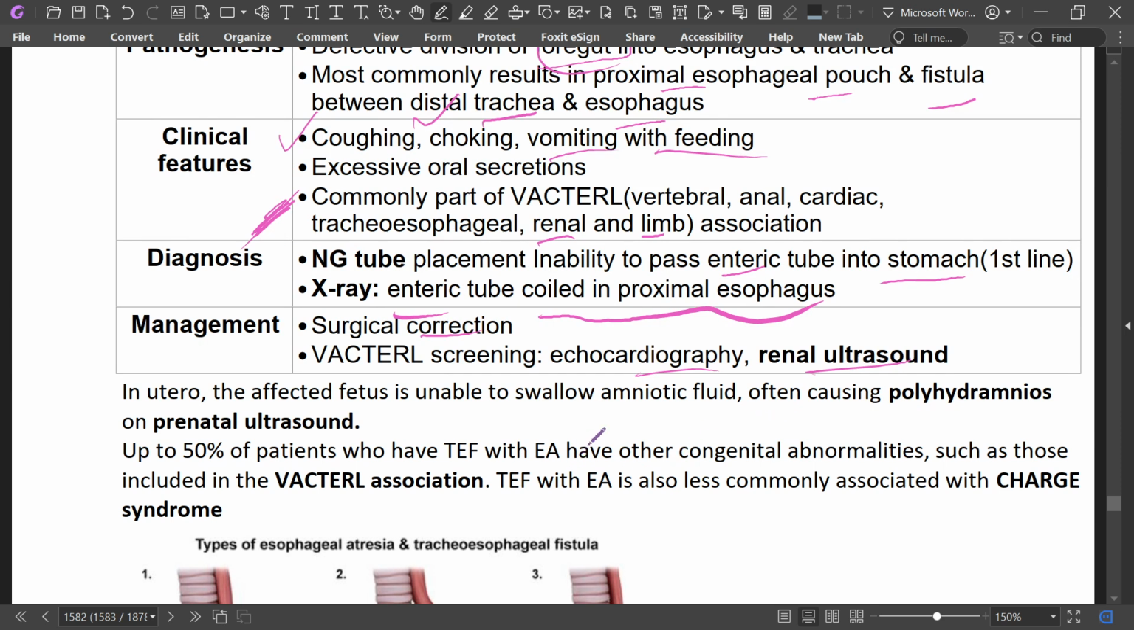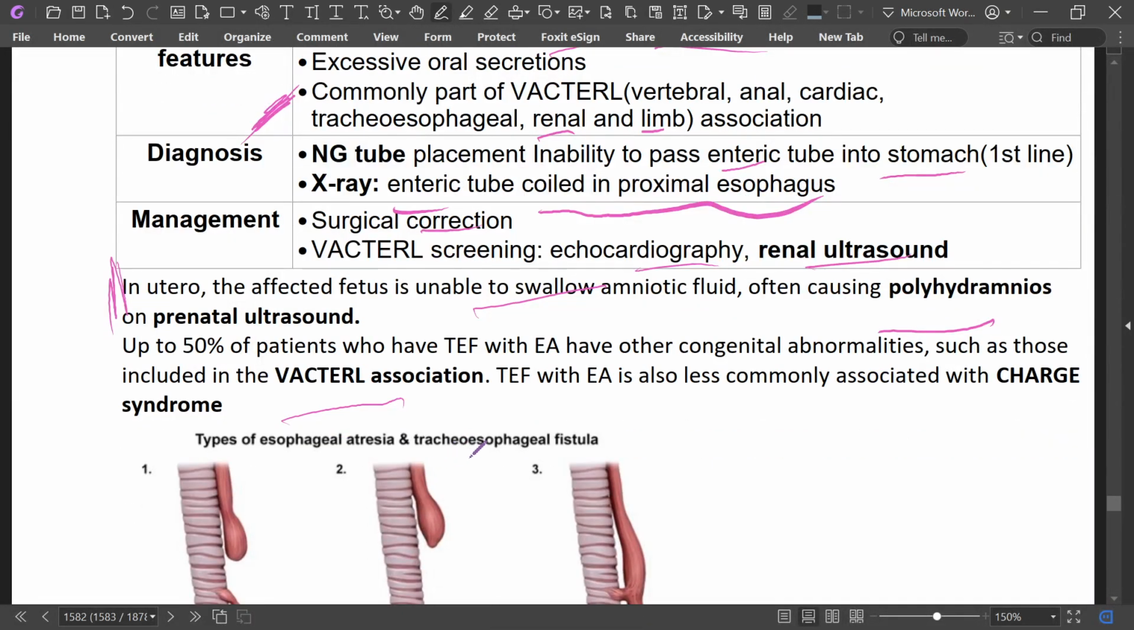In utero, the affected fetus is unable to swallow amniotic fluid. So you may get polyhydramnios on prenatal ultrasound. So you can diagnose this prenatally. About 50% of patients with tracheoesophageal fistula with esophageal atresia have other congenital anomalies such as VACTERL association. It is less commonly associated with CHARGE syndrome.